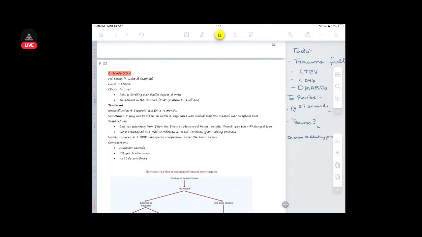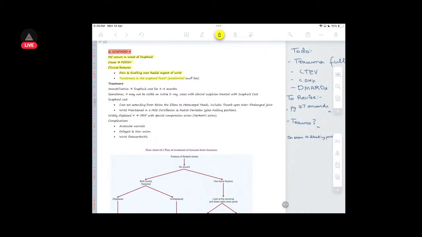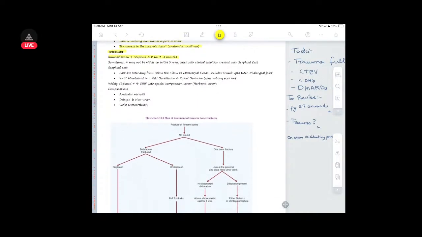Then you have scaphoid fracture, which most commonly occurs in the waist of the scaphoid, caused by a fall on an outstretched hand. Clinical features: you have pain and swelling over the radial aspect of the wrist, and tenderness in the scaphoid fossa, which is the anatomical snuff box. Treatment: you provide immobilization with a scaphoid cast for 3 to 4 weeks. The fracture may not be visible on initial X-ray. Cases with clinical suspicion are treated with a scaphoid cast.